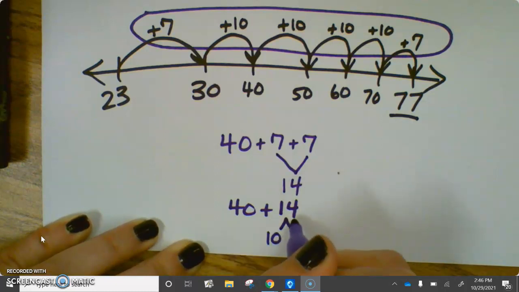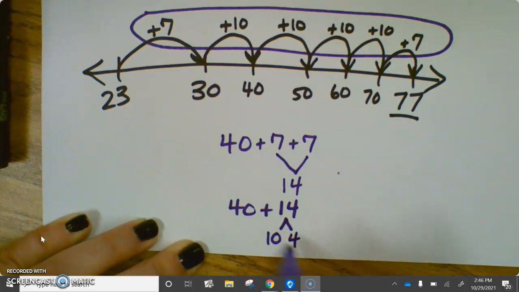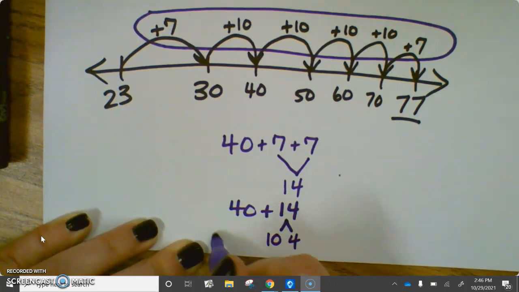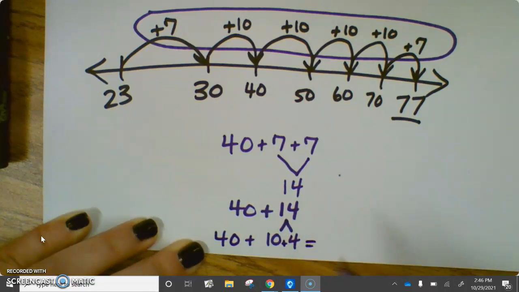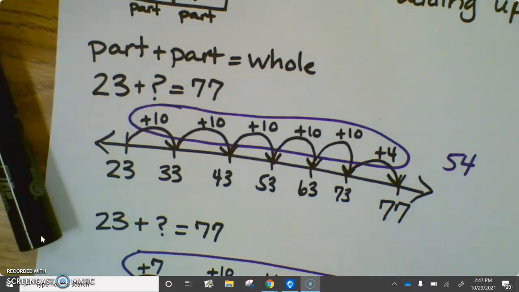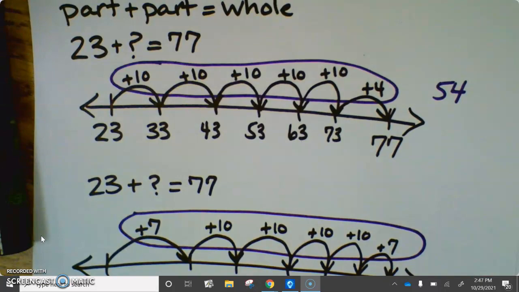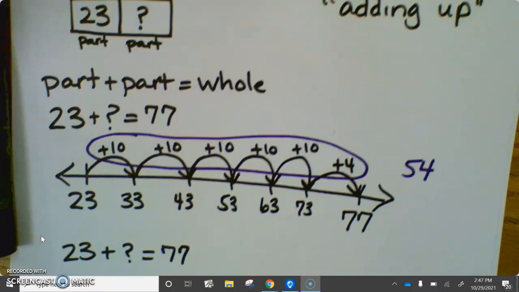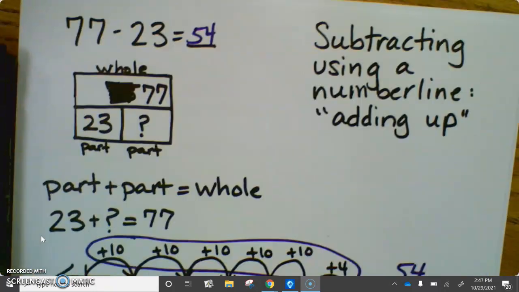Okay, so 14 would be 10 plus 4. That's the tens and the ones. And so we have 40 plus 10 plus 4. Okay, and 40 plus 10 is 50. And 50 plus 4 is 54. So here we got the same exact answer. Doesn't matter how you do it, you'll still get the same answer. It's whatever works best for you, whatever is easiest for you.